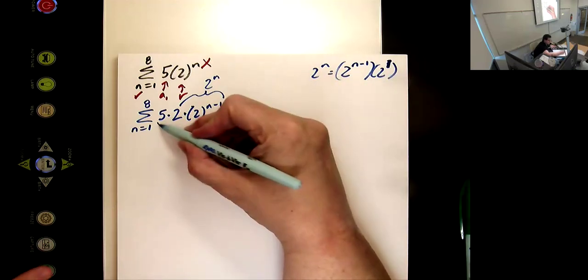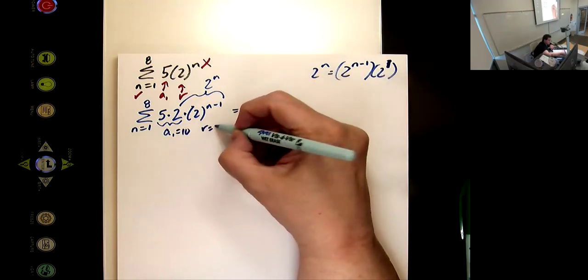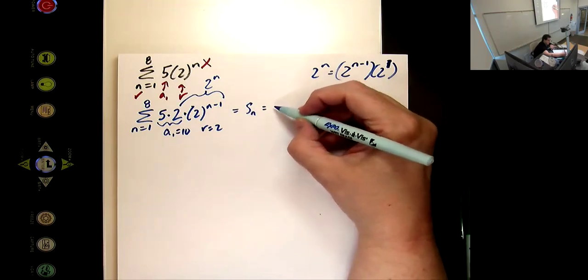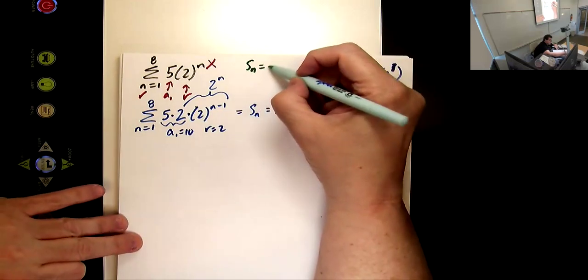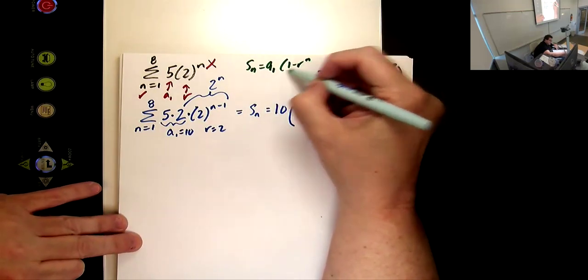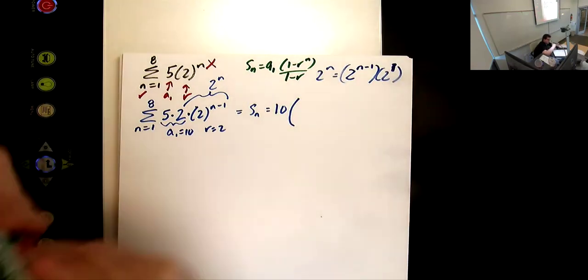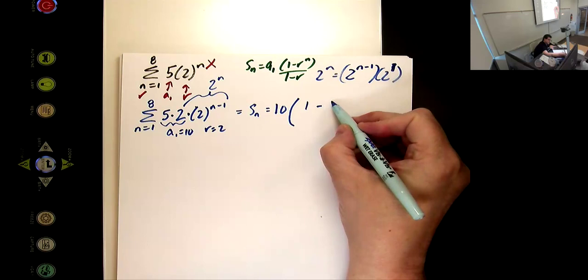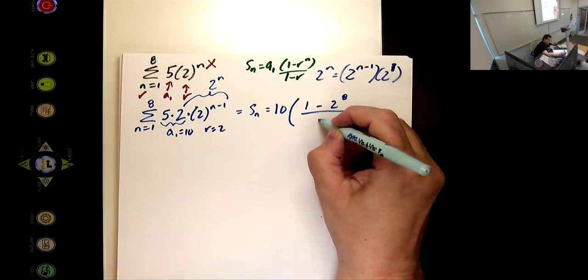So apparently my a sub 1 has changed. A sub 1 now is 10. R is 2. So now we can do it. S of n equals a sub 1, which is 10. And then we had, let me write the formula again because it's on another page, 1 minus 2 to the 8th power over 1 minus 2.